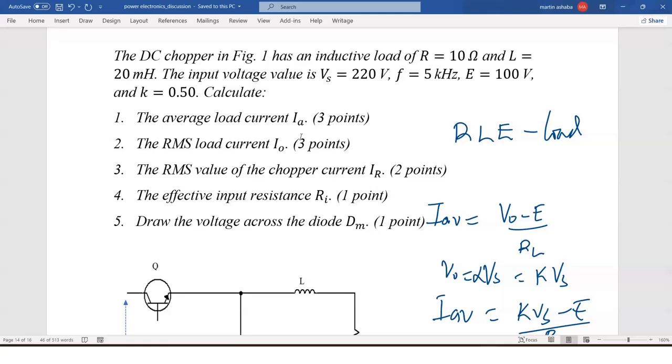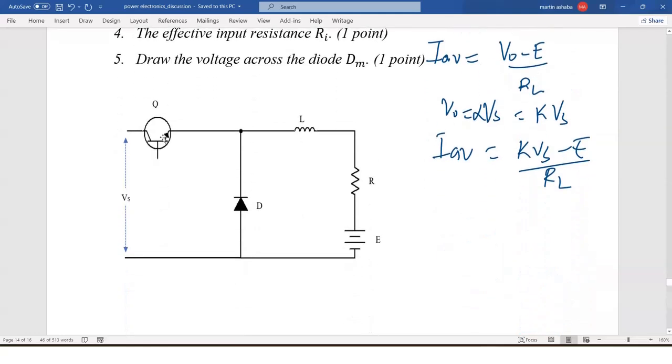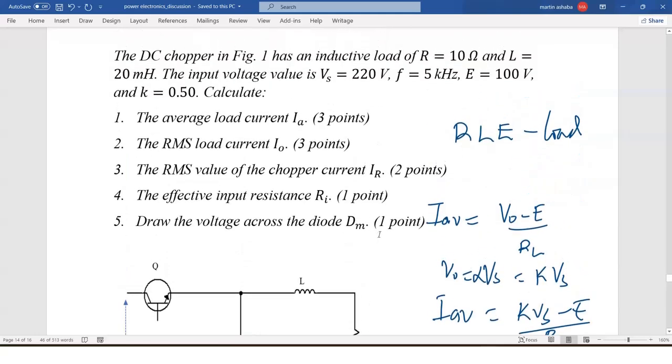Calculate the average load current, RMS load current, RMS value of the chopper current, the effective input resistance, and we shall draw the voltage across the diode. So this is the circuit, and this is the power BJT or the power transistor. This is the freewheeling diode. This is the inductance or the inductor. This is the load resistance, and this is the battery. So right away, let's begin.